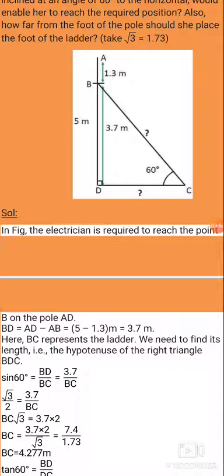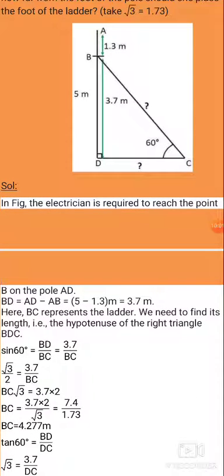Now one more, the distance also we need to find out. So that is DC we need to find out. So you can consider which trigonometric ratio? Opposite BD by DC is equal to tan 60, opposite by adjacent. Now what is the value of tan 60? Yes, root 3 is equal to BD, BD is equal to 3.7 by DC, which we need to find out.